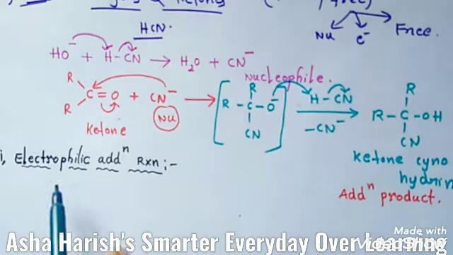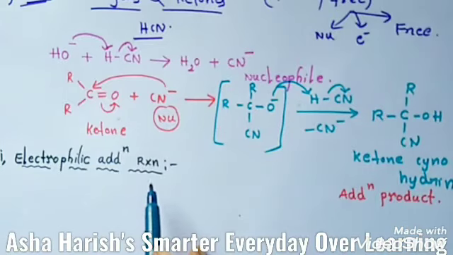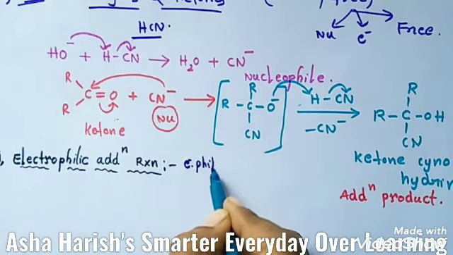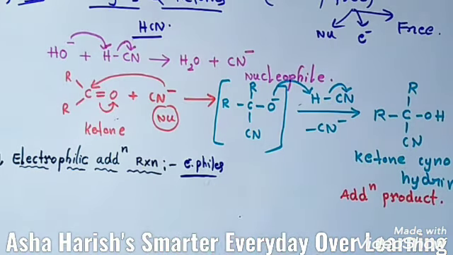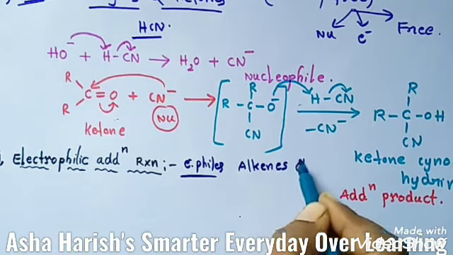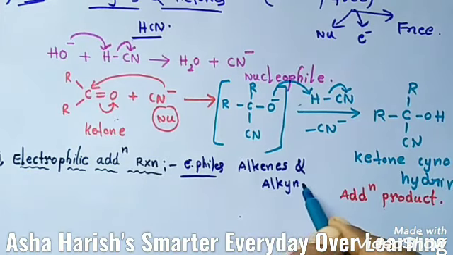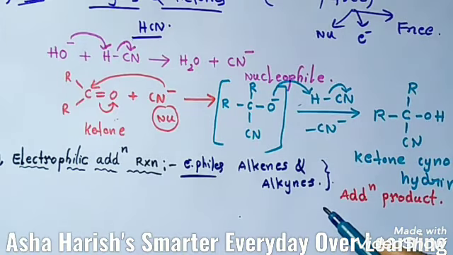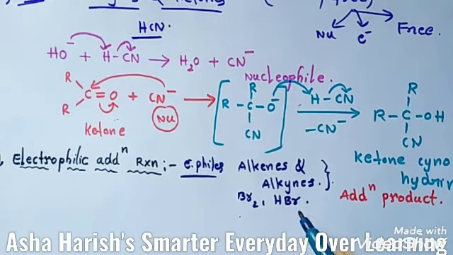Now let's see the electrophilic addition reaction. Let's see the definition. Addition reactions brought about by electrophiles are known as electrophilic addition reactions. These reactions are typical of alkenes and alkynes, and these two are unsaturated compounds. For example, addition of Br2 and HBr to propylene.